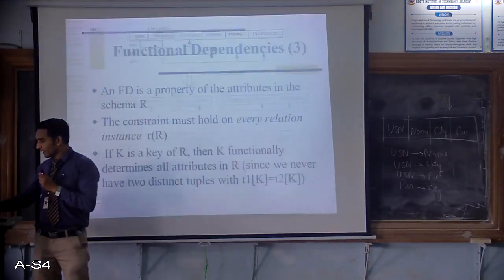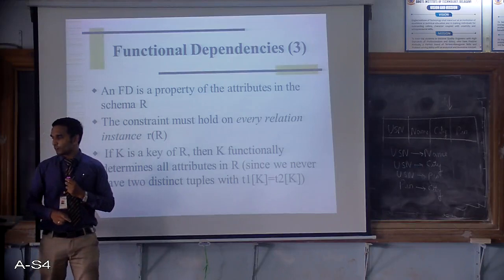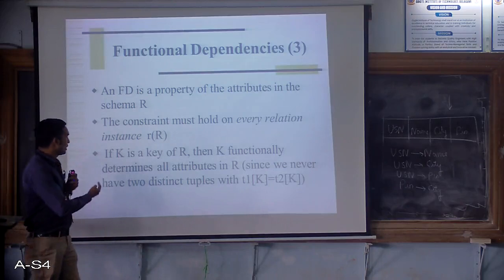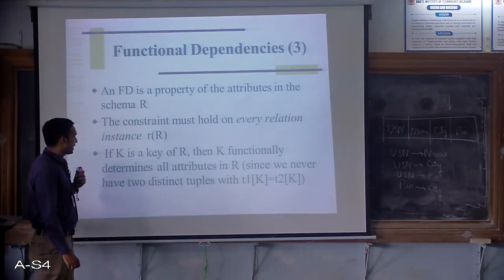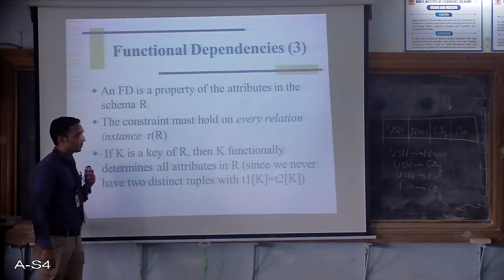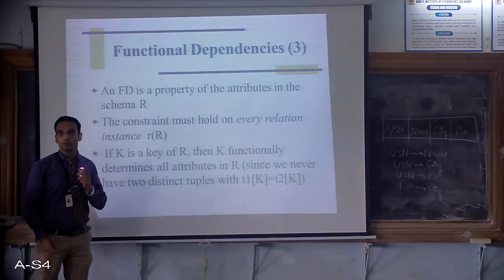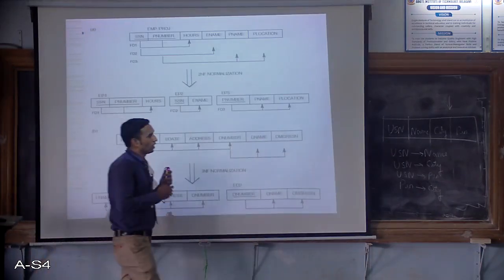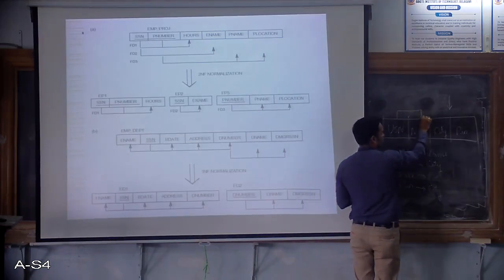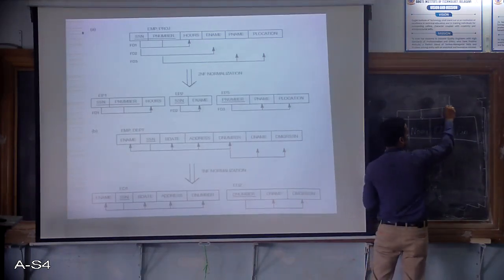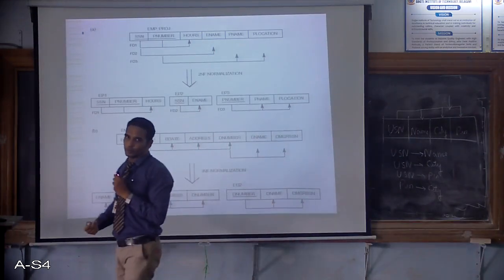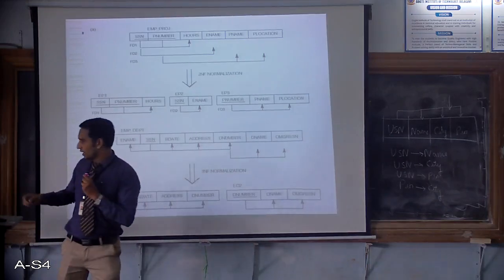I can just go back and read it out. A functional dependency is a property of the attributes in the schema which holds true on every relation. If K is a key of relation R, then K functionally determines all the attributes in R. Since we have two distinct tuples, T1 of K is equal to T2 of K. That is what it means here. Once I know your USN, I can tell your name, your city and your PIN code. When the other attributes are dependent on one attribute, this is called functional dependency.